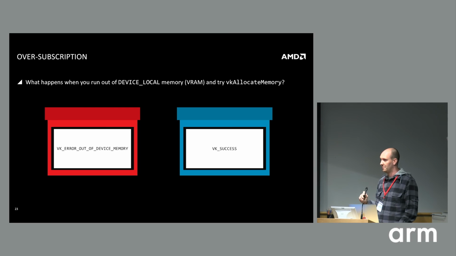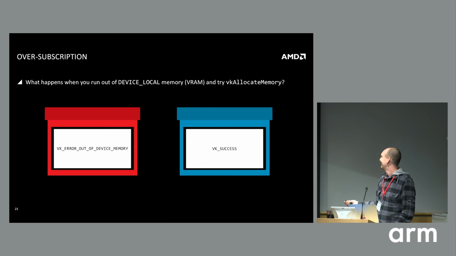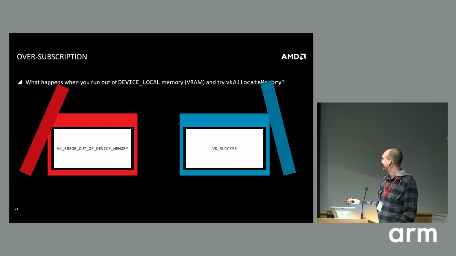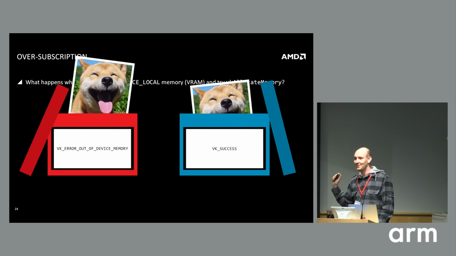Okay, so another fun question. What happens if you were to run out of device local memory, so you run out of VRAM, and you try to do a VK allocate memory, and you try to request some VRAM? Any votes for the red box? Please put your hand up for red. There's a few hands for red. Any votes for blue? 2 votes for blue. Pretty sure this is a trick question. Let's open the boxes. Who said red? Well done. You get the happy chappy. If you said blue, you also get the happy chappy.